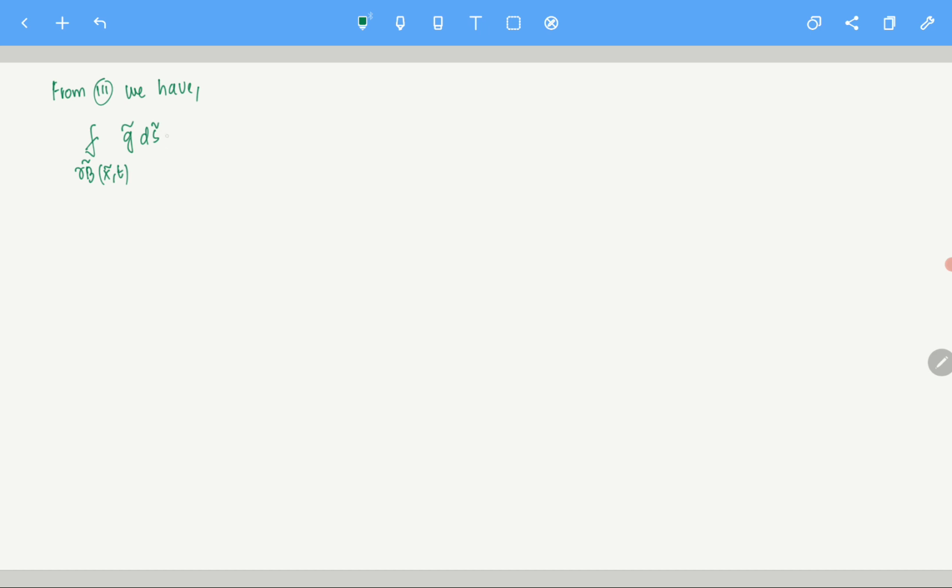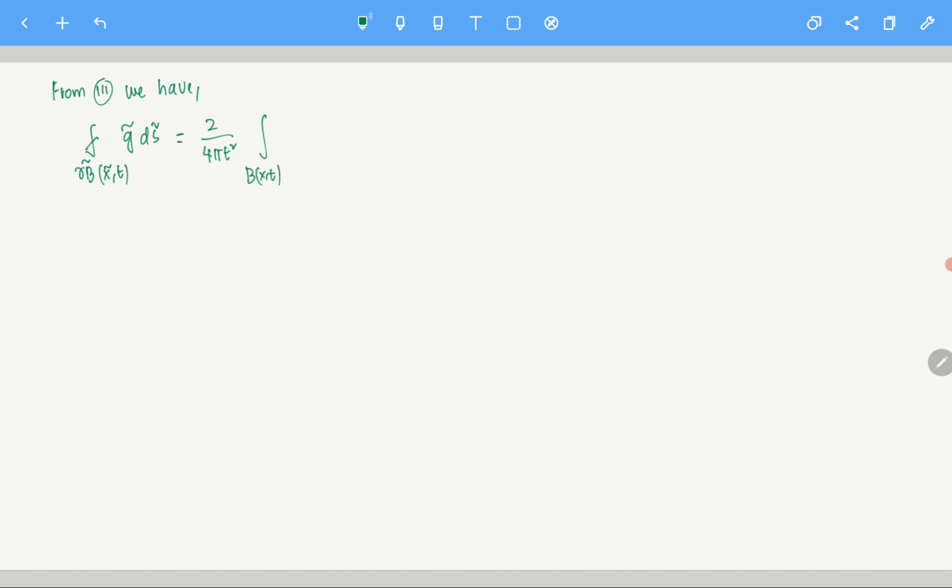If you want, you can write it as g tilde of y dS tilde. I'm not writing all that. That's fine. So this is given by 2 over 4 pi t square. The 2 is coming because of the upper half and the other half. G tilde is independent of y3, so in both halves its contribution is the same. So it is 2 over 4 pi t square, integral over the ball B(x, t).